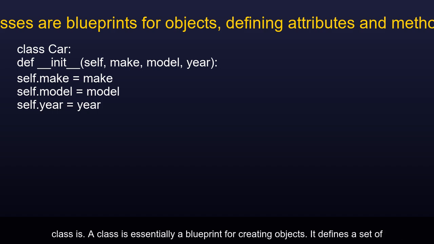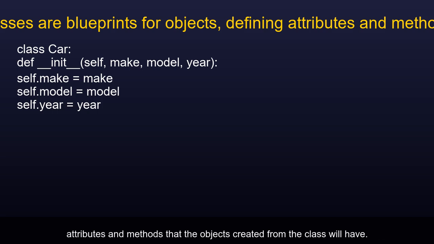A class is essentially a blueprint for creating objects. It defines a set of attributes and methods that the objects created from the class will have.